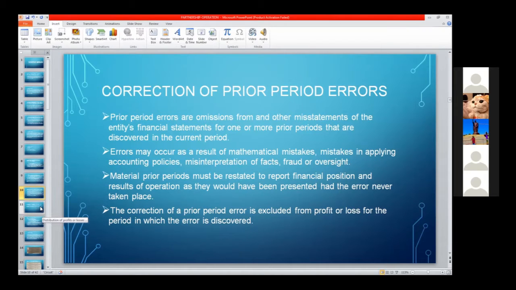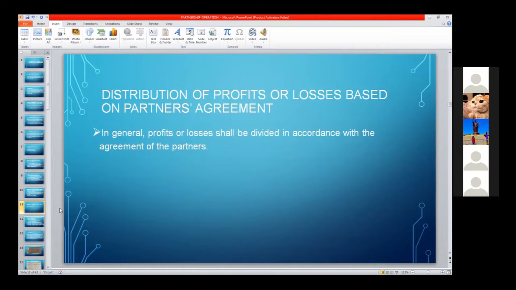Kasi errors na may iba-ibang occurrence yan and depende dun paano i-restate or paano yung magiging correction yan. So yung mas malawak na discussion sa errors, matatalakay niyo pa yan sa intermediate accounting. Next slide. The distribution of profits or losses based on partners' agreement. In general, profits or losses shall be divided in accordance with the agreement of the partners. Next.